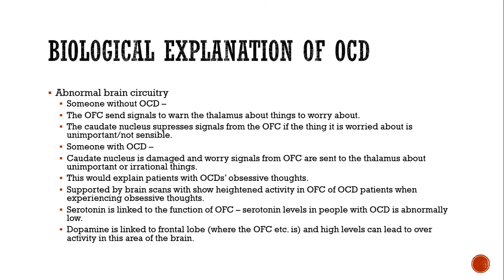And also dopamine is linked to the frontal lobe, where the OFC, the nucleus, the thalamus, everything we've looked at, are all stored, and high levels can lead to overactivity in this brain area, so that part of the brain is constantly overworking because of the amount of dopamine. So worry signals are getting sent to the thalamus more often, and the nucleus, if it's damaged, isn't working effectively to control those signals. Now that's the most complex part of it, so if you're not sure about that, don't worry as much, although it's really useful to be aware of. The key ones to understand are the COMT gene, the SERT gene, ideally the diathesis-stress model, and of course the abnormal levels of serotonin and dopamine.